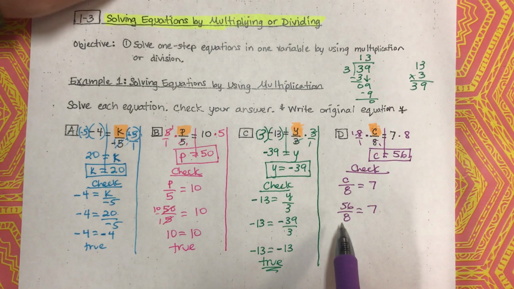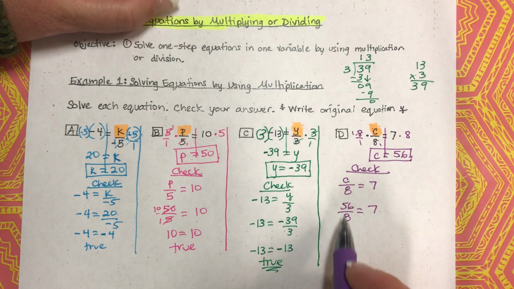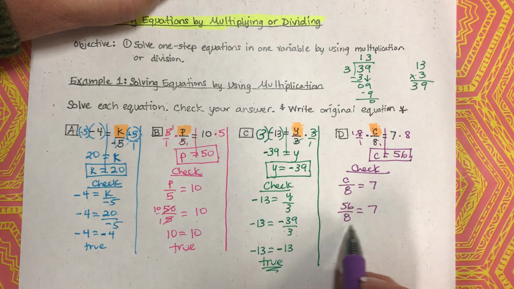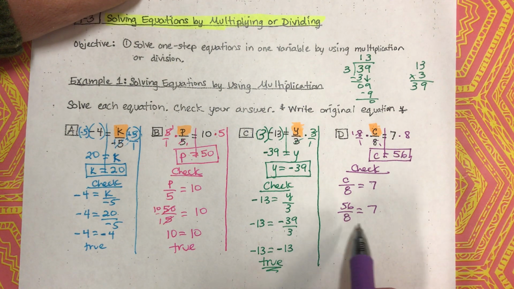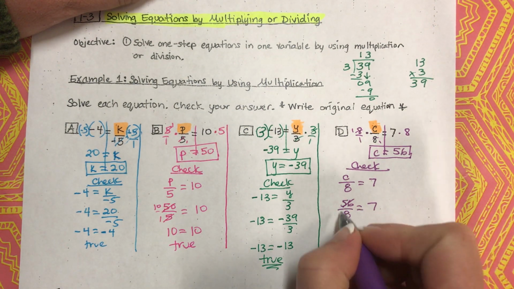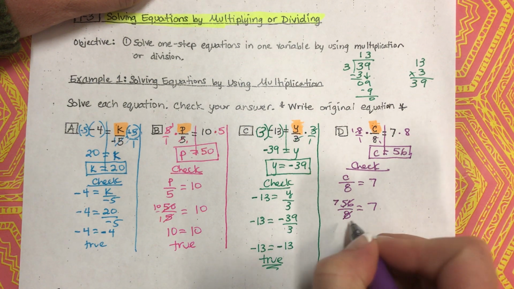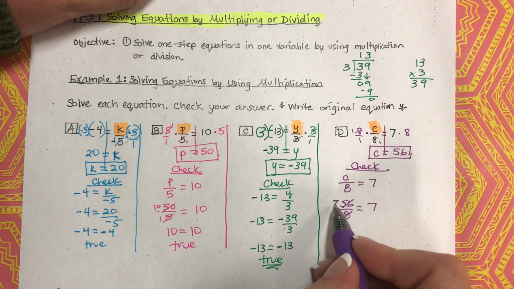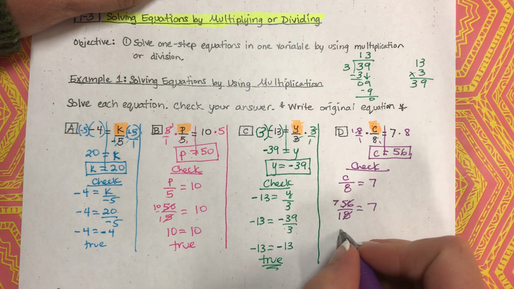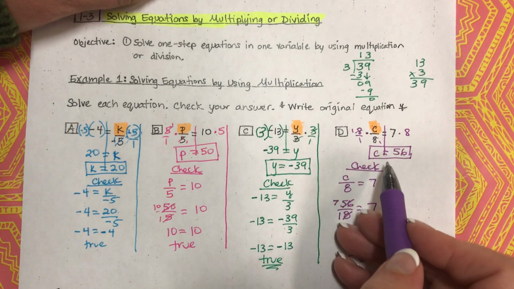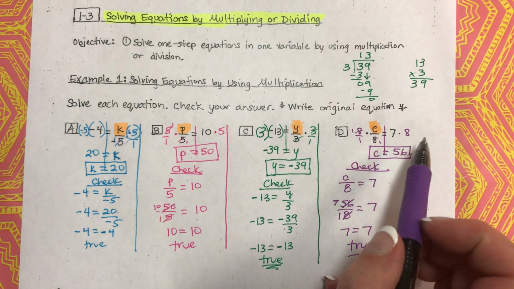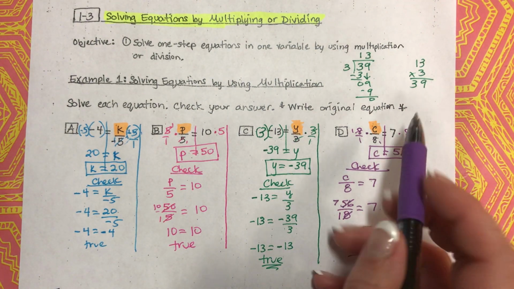So we're looking at this and we're saying, okay, what number goes into both 56 and 8? So we can think about 56 divided by 8. Well, I know 8 goes into both. 8 goes into 56 7 times, and 8 goes into 8 one time. 7 over 1 is just the same thing as 7. So we have a true statement, which means our answer, C equals 56, is the solution to our original equation.